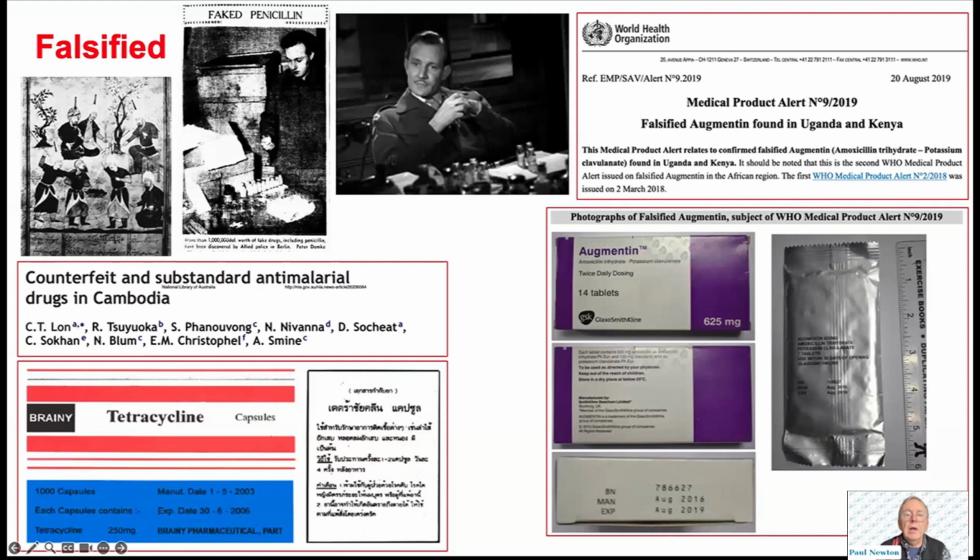WHO issue regular reports on this issue, and one example is the falsified co-amoxiclav that was found in Uganda and Kenya a few years ago. And this again contained no co-amoxiclav.